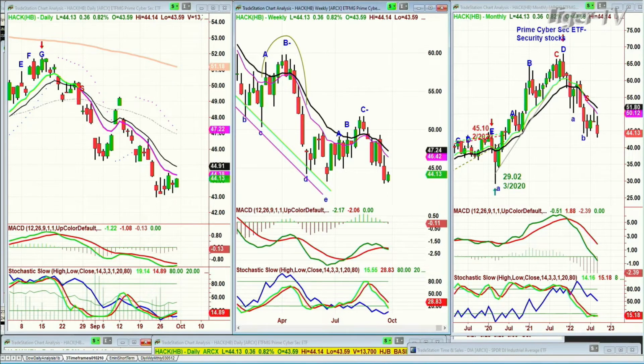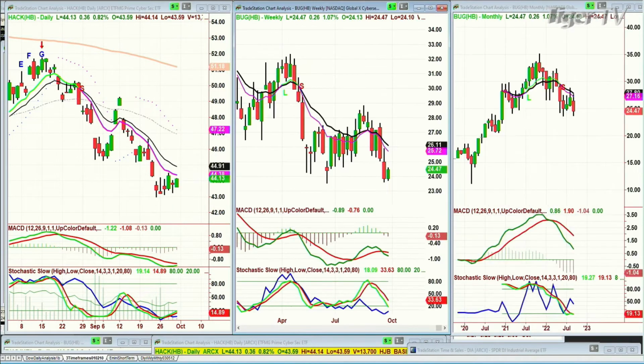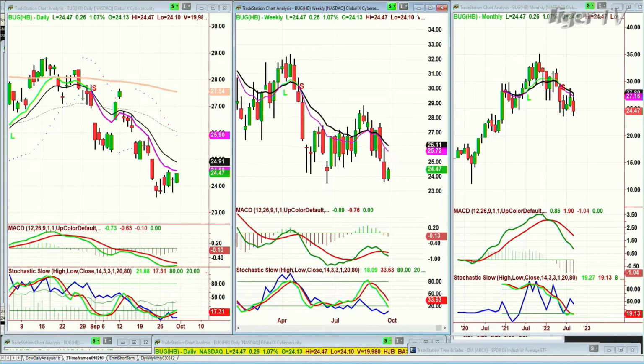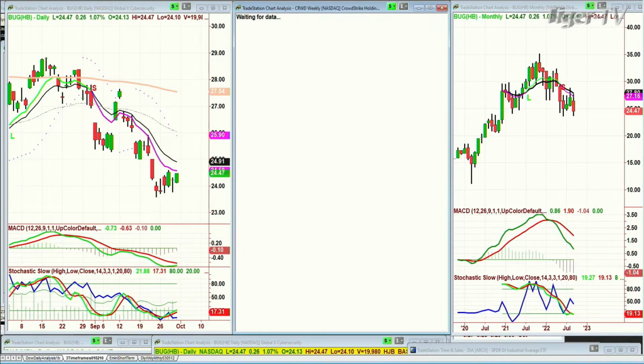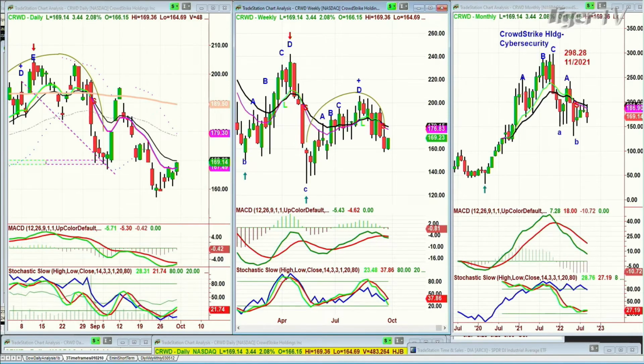And BUG, I think, is the other one that is the same thing. Look, BUG, A, B, C, D, peak D in the monthly chart, pulling back sharply. CrowdStrike, CRWD, is down at the bottom of the area.